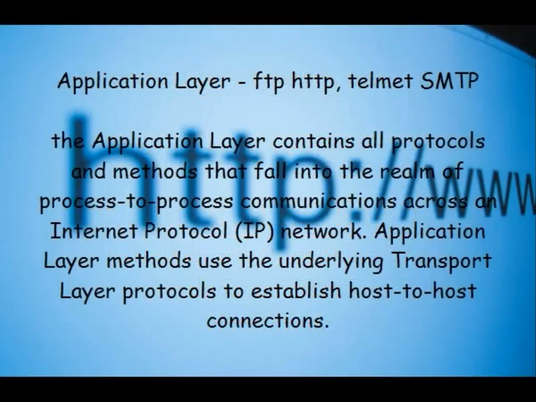And finally, the last layer of the OSI model, the application layer. The application layer is the OSI layer closest to the end user, which means that both the OSI application layer and the user interact directly with the software application. This layer interacts with software applications that implement a communicating component. Such application programs fall outside the scope of the OSI model.